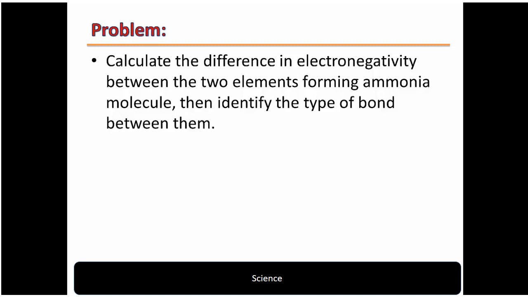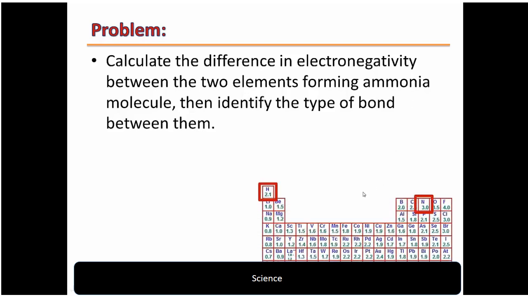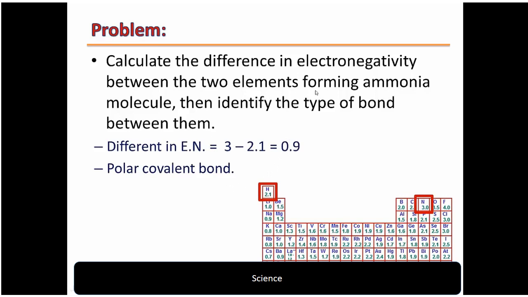First, we have to know the chemical formula for ammonia. The chemical formula for ammonia is NH3. So we have to calculate the difference in electronegativity between hydrogen and nitrogen. The difference between them, don't worry, the numbers will be given, is 3 minus 2.1, so the difference between them is 0.9, which is relatively high. So ammonia is considered a polar covalent compound, and the bond between nitrogen and hydrogen is a polar covalent bond.